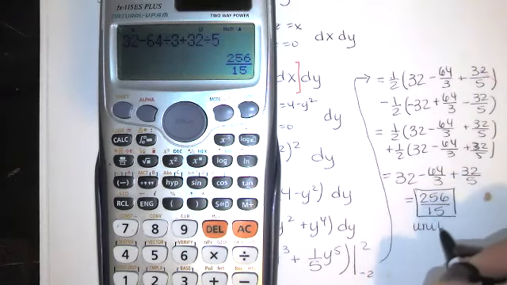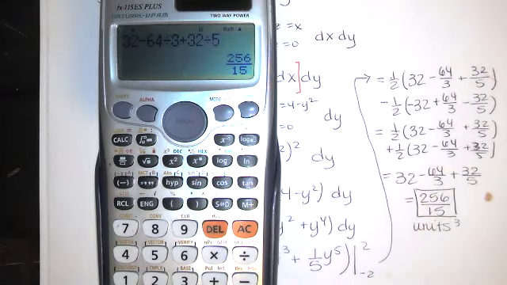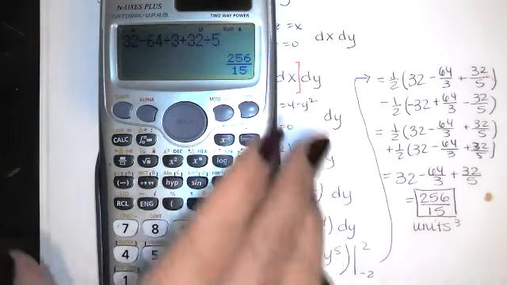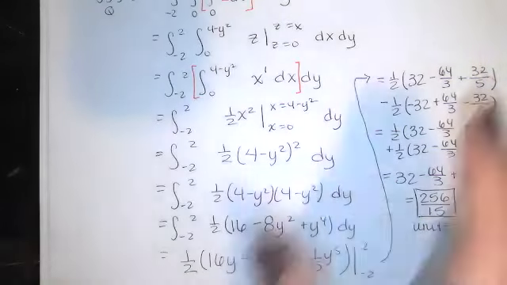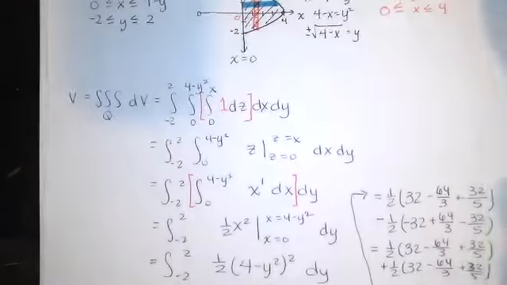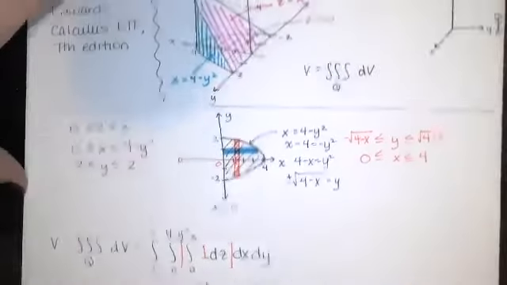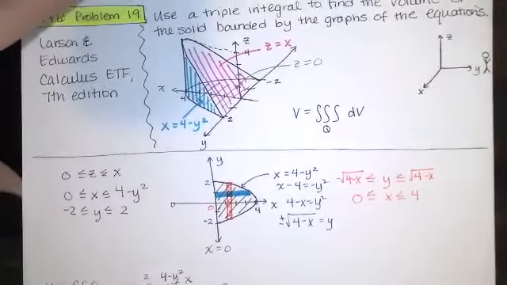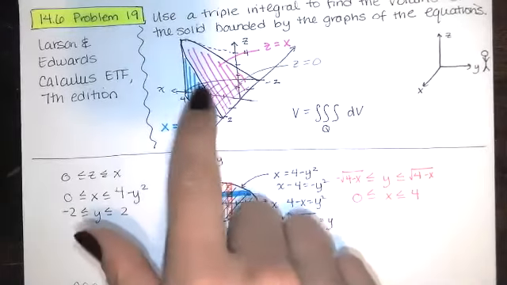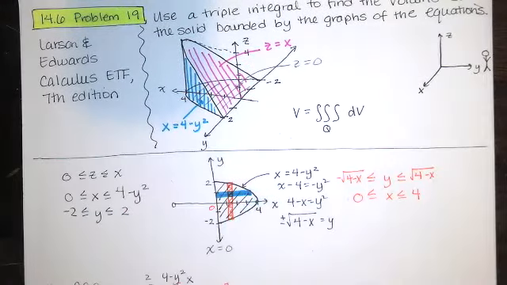And we're talking about volume, so that's some number of units cubed. So what kind of units? Well, whatever units x, y, and z were originally measured in. So that 256 over 15, that's the volume of this guy.